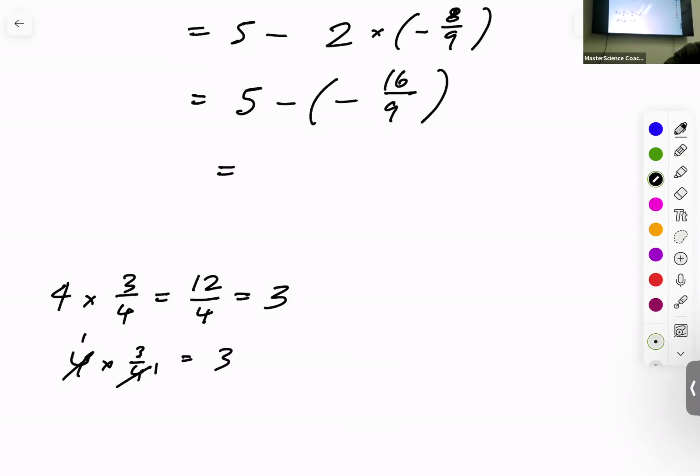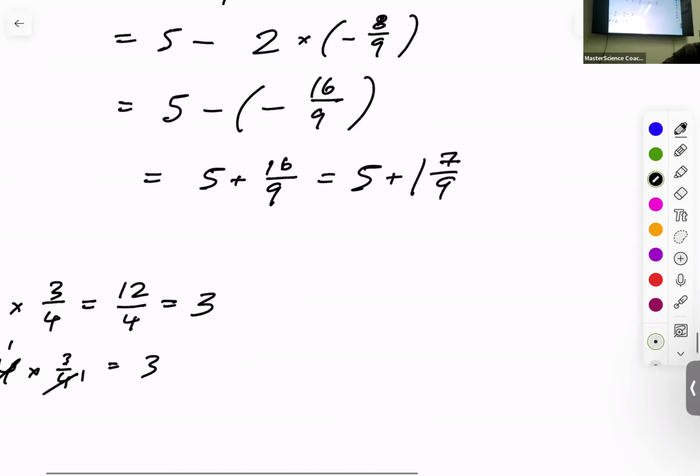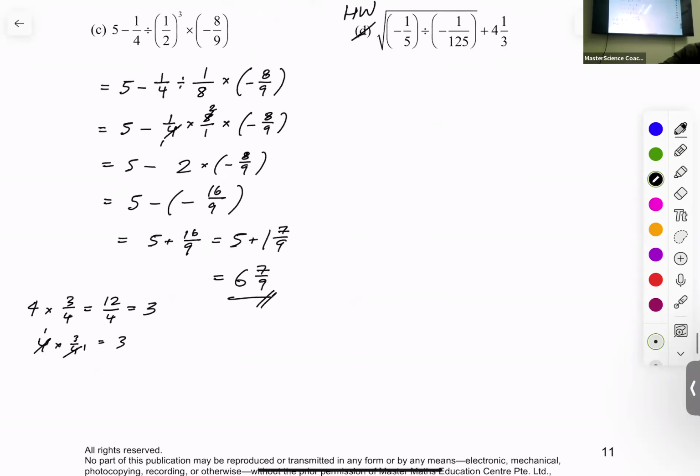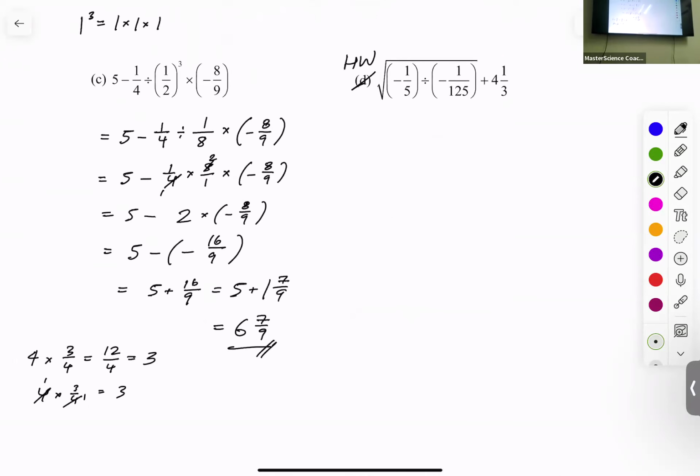Okay, so now 5 plus 16 over 9. This will be 5 plus 1 whole 7 over 9, equals 6 whole 7 over 9. Okay, so you are expected to do these kinds of questions now that you are in Sec 1.